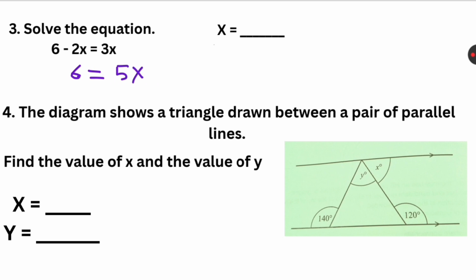We need to find x, not 5x. To get rid of that 5, we need to divide both sides by 5. This 5 gets cancelled, and we are left with only x on the right hand side. So finally the x value is 6 over 5. Let's go to the next one.